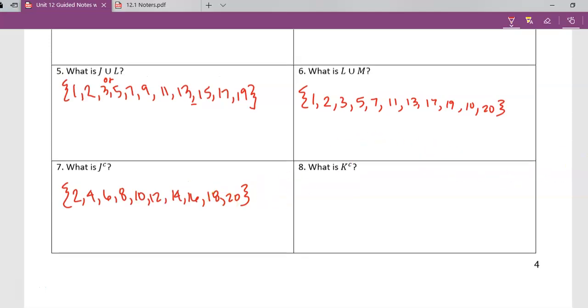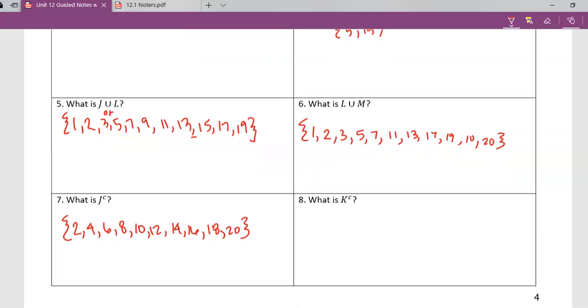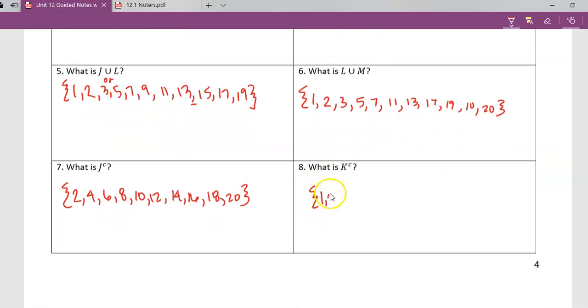So K complement, set K is 5, 10, 15, and 20. So I would go to the sample space, I would cross out 5, 10, 15, and 20, and all these numbers that are left, that's the complement of K. So it would be 1 through 4, skip 5, 6, 7, 8, 9, skip 10. That is not a 9. 11, 12, 13, 14, skip 15, 16, 17, 18, 19, skip 20. There's my complement for K.